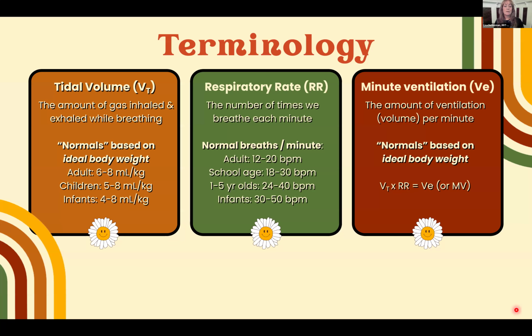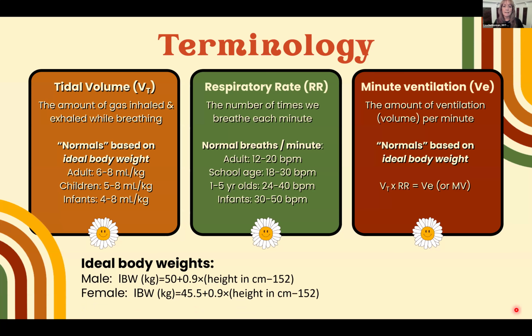Minute ventilation, and you will see this abbreviated as big V little e, or sometimes MV, but it is the amount of ventilation or volume that a person breathes in and out per minute. So the normals for minute ventilation, again, are based on ideal body weights. So when we refer back to the tidal volume box and multiply it times the breaths, then we're going to get our minute volume. So as an example, and especially when we're talking about ideal body weights, this is a pretty standard formula. So it divides male and female, and IBW, ideal body weight, is listed in kilograms here.